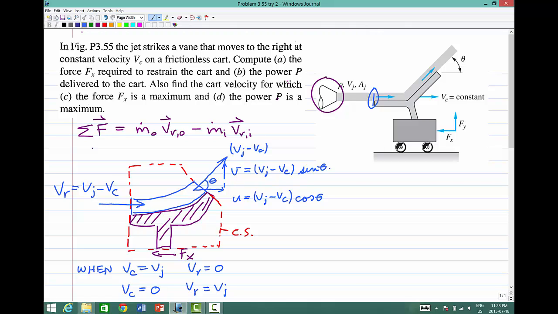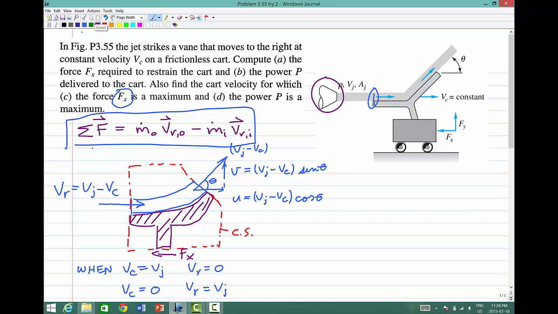So we're only looking for the x component of force here. There's no motion in the y direction, so the y component of force, while it'll be there, there'll be a value of Fy, doesn't contribute to the power, which is the other part of the question. So we apply our equation here, sum of the forces, and we do it just in the x direction.